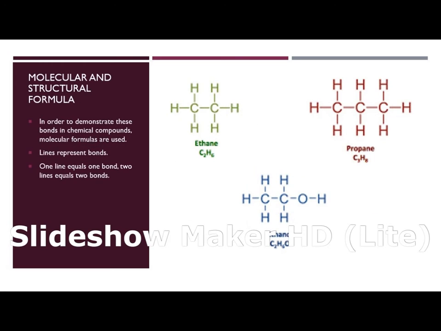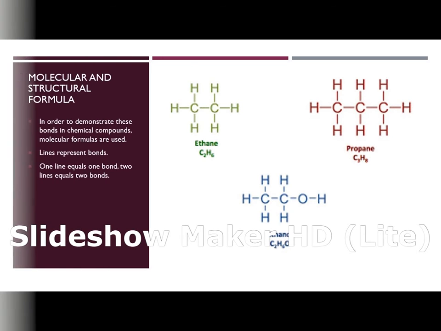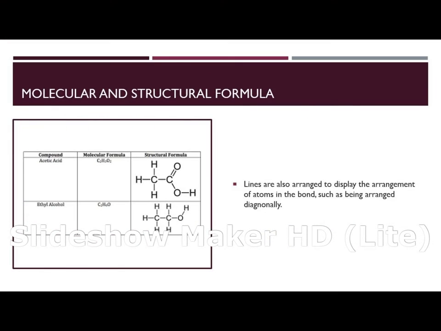The structural formula gives the shape that the compound is in, and the molecular formula writes out the exact number of each element inside, but it does not represent the arrangement. The structural formula is written in a way that shows the arrangement. So again, structural formulas represent the arrangement of each atom and element within the bond or the compound.